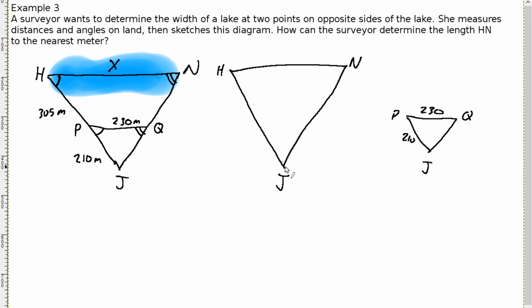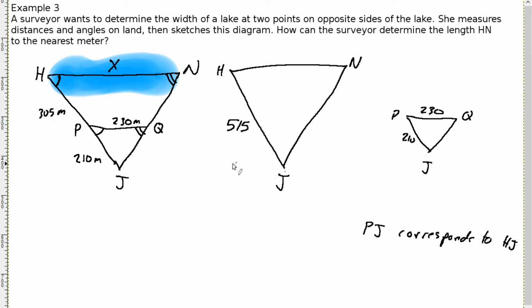And then we need to figure out this side, because essentially what we're setting up is our corresponding side: P and J corresponds to H to J. So we know H to J is 305 plus 210, which gives us 515.